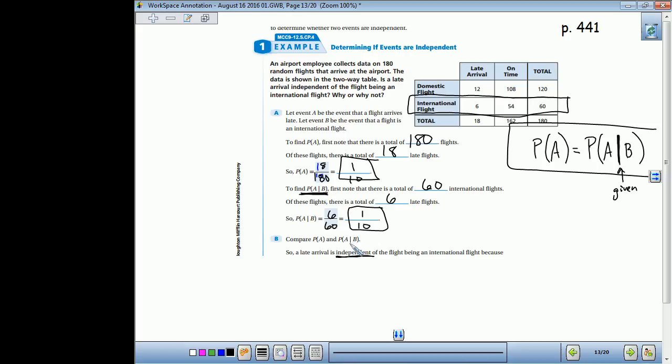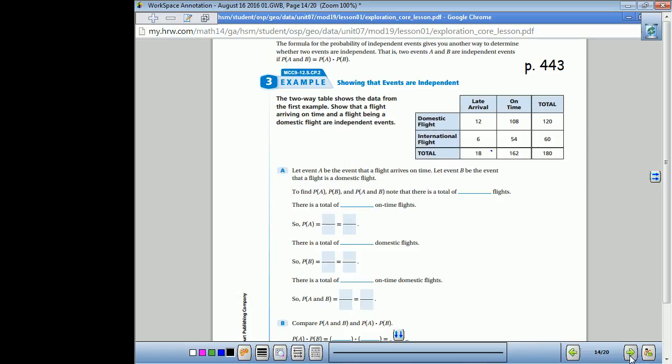Yes, sir. Our page is different. No, mine isn't. It says on-time flights. I feel like I'm looking, oh, maybe I'm looking, my bad. Okay, shoot. All right. There's another one on 443. Is that the one you were looking at? Yeah, that was. Okay.